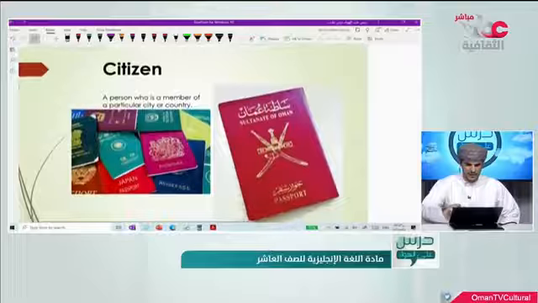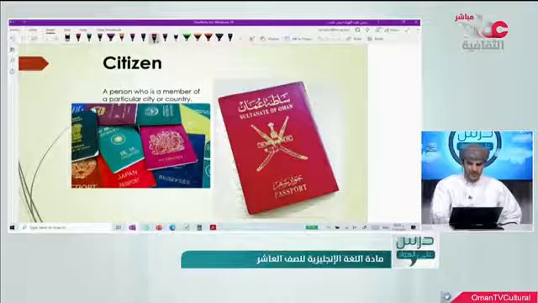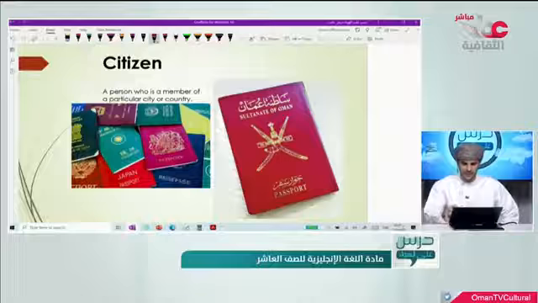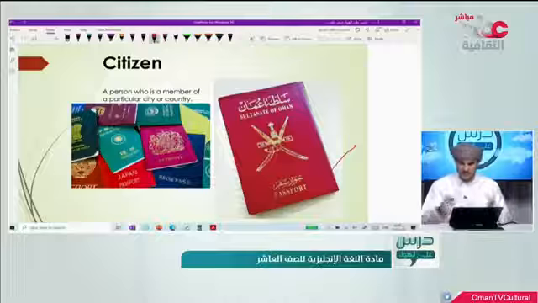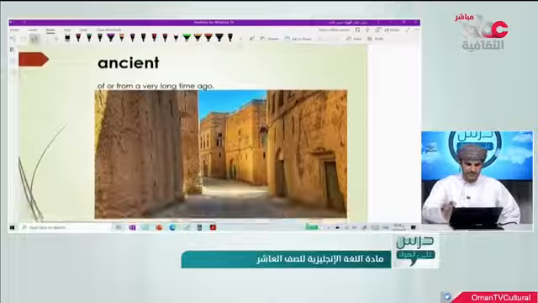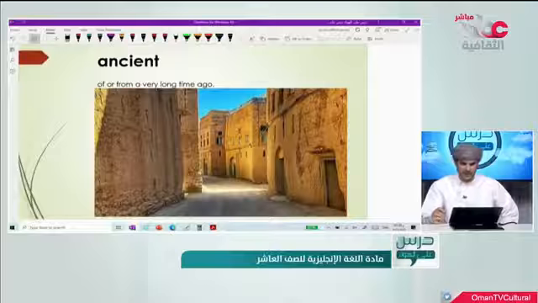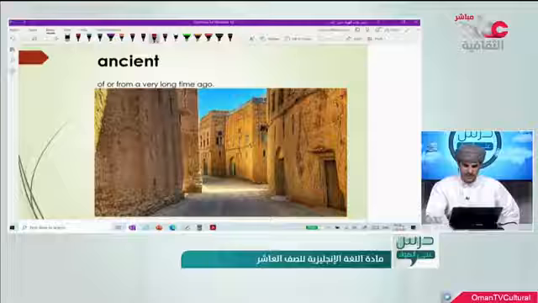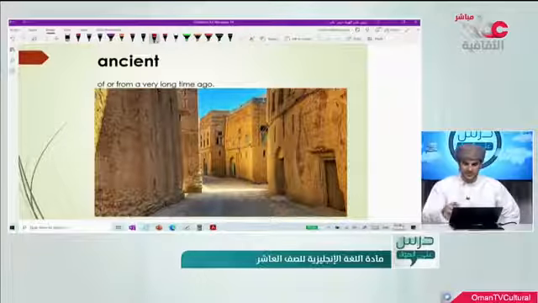The second word, citizen. As you can see here, a citizen is a person who is a member of a particular city or country. For example, we are citizens of Oman. I am an Omani citizen, and I'm proud of that, as you are, of course. Ancient: very, very old, antique, we call it. From a very long time ago. Look at these houses. By the way, these houses are in Oman, and they are still there. So find them out.